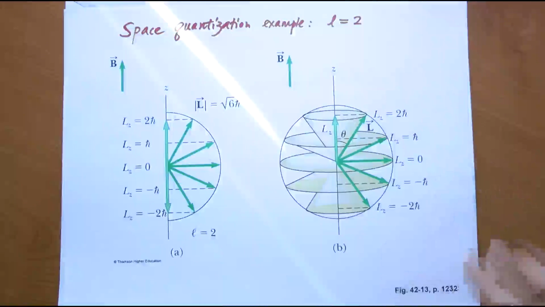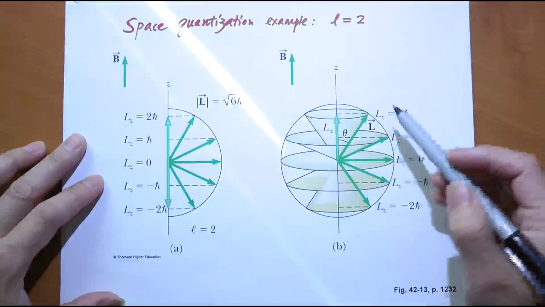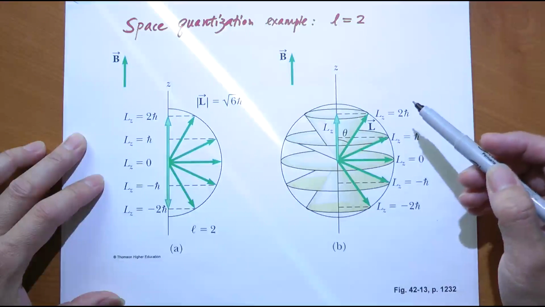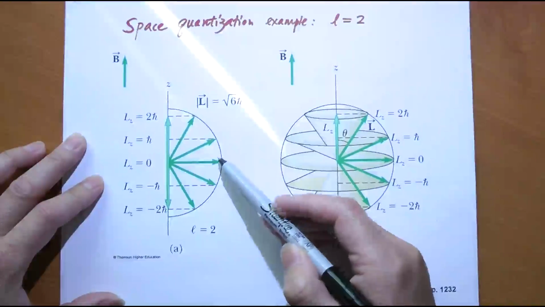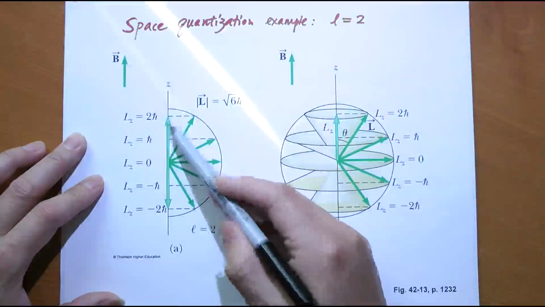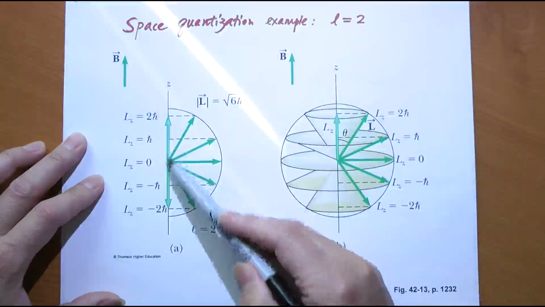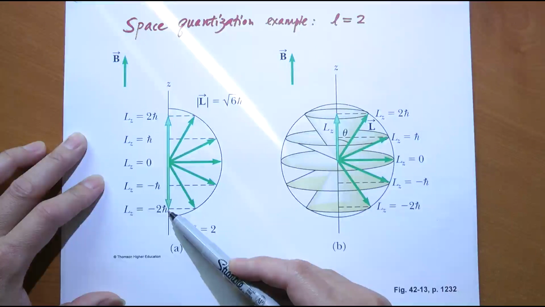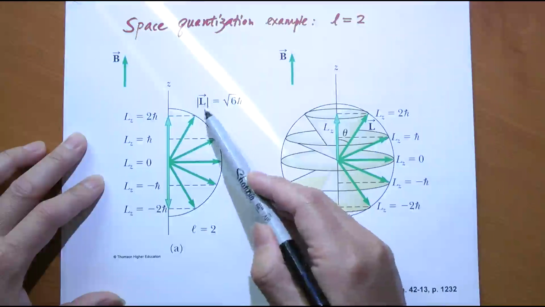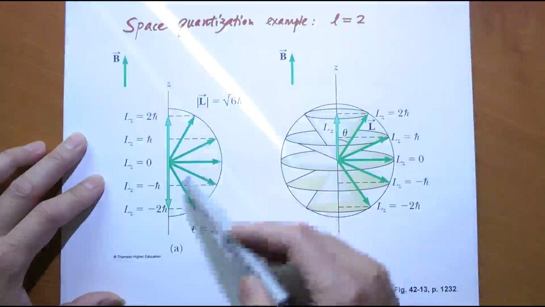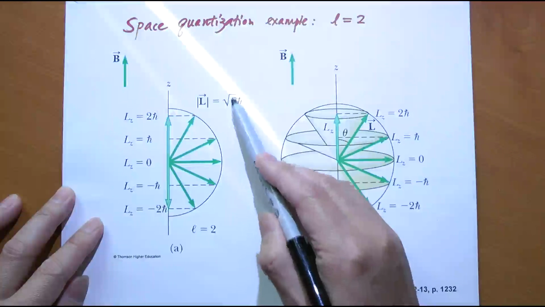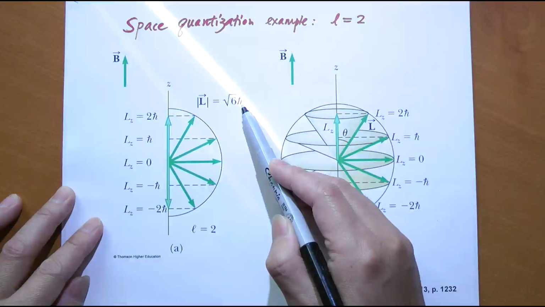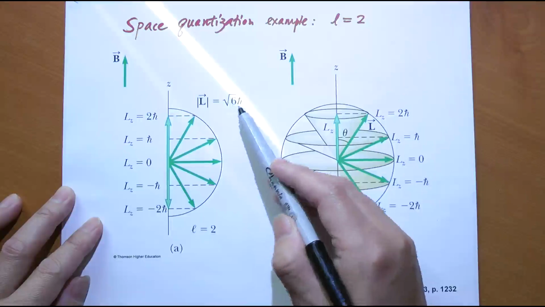Now, space quantization for L equal to 2. Here is an example. For L equal to 2, 2L plus 1, which is 2 times 2 plus 1, there are 5 different values: 1, 2, 3, 4, 5. Each corresponds to a unique Lz value. So Lz equals 2 h bar, 1 h bar, 0, negative h bar, and negative 2 h bar. But the magnitude of L is not equal to 5 h bar. It's not equal to 2 h bar. Rather, it's the square root of 6 times h bar. Okay, it's the square root of 2 times 3, not 2 times 2.